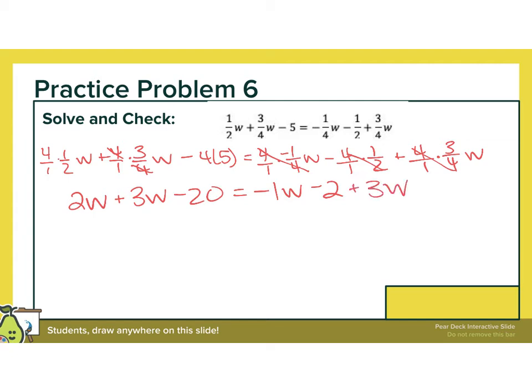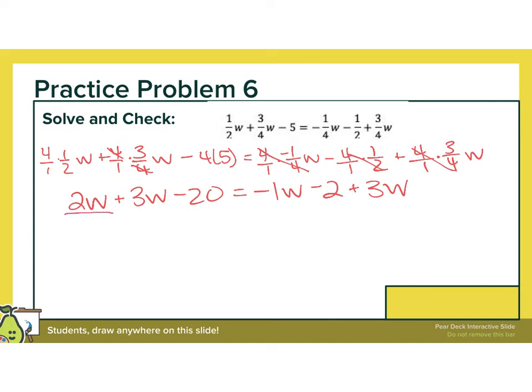So pause it and see if you were able to multiply and get rid of fractions correctly. If you messed up on this step, pause it, fix yours, and then solve it again, then come back and check. All right, so now we're going to combine like terms.